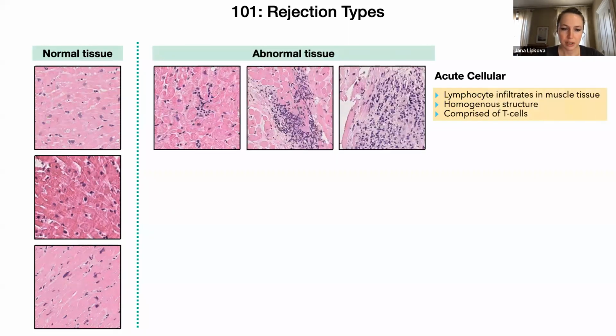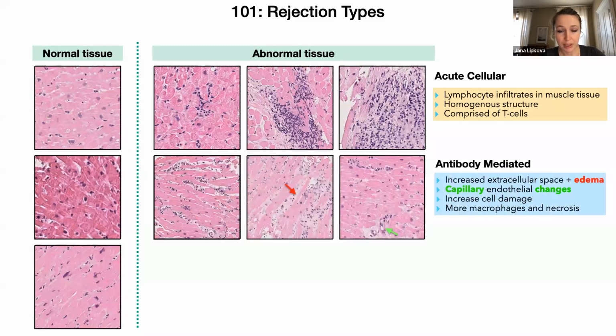In the case of rejection, the first type is acute cellular rejection, and it is characterized by the presence of lymphocyte infiltrates inside the muscle tissue. There are 3 examples showing different types of infiltrates. Usually these infiltrates have a homogeneous structure and consist of T cells.